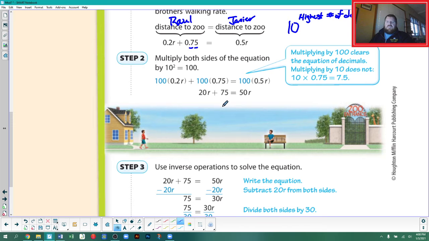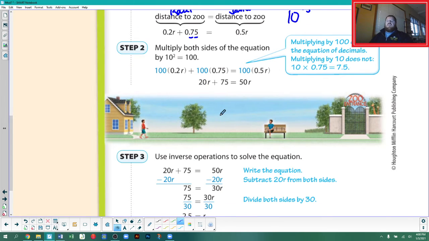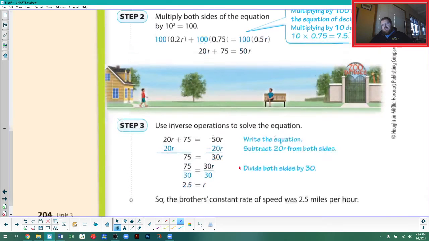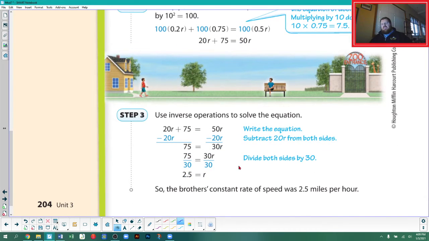And then it's sort of like an equation that we saw the other day. Get all the variables on one side, numbers on the other, and then solve. So they subtract 20R from both sides, and then divide by 30. And so they find that the brothers' constant rate of speed was 2.5 miles per hour.